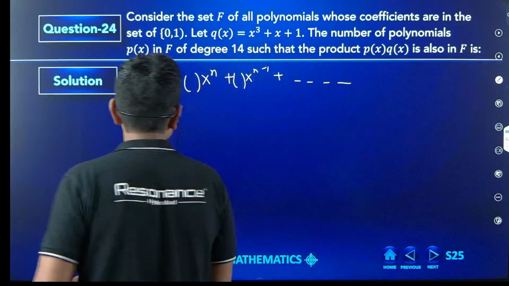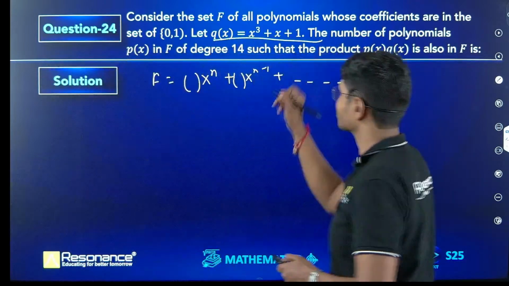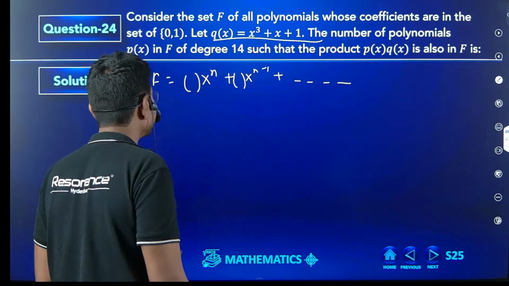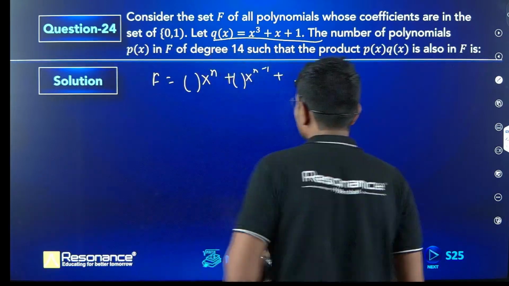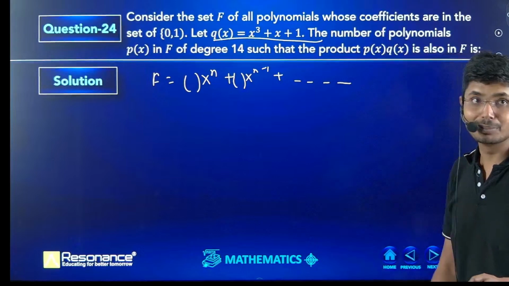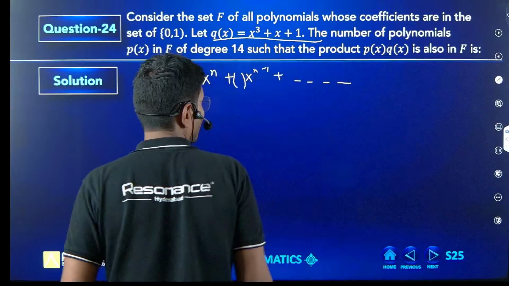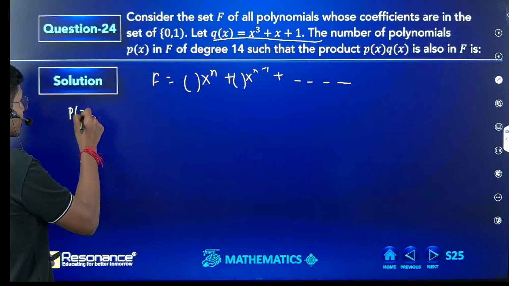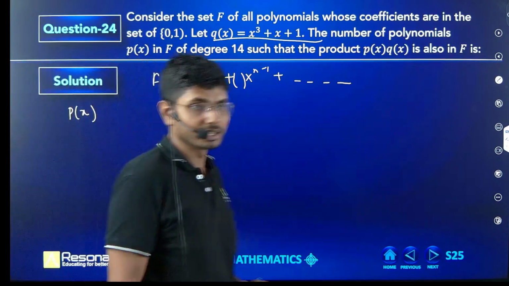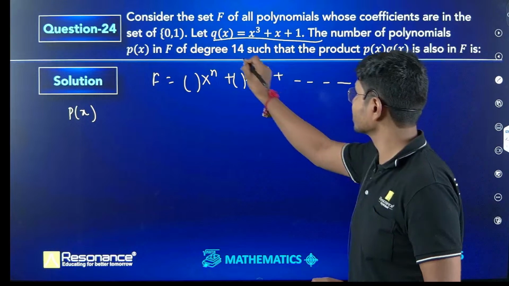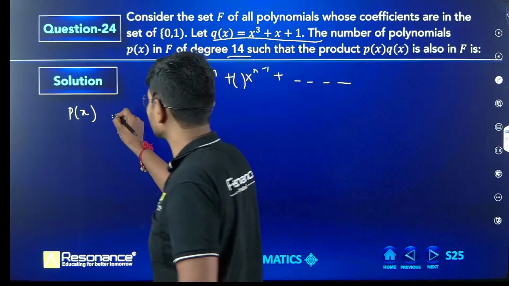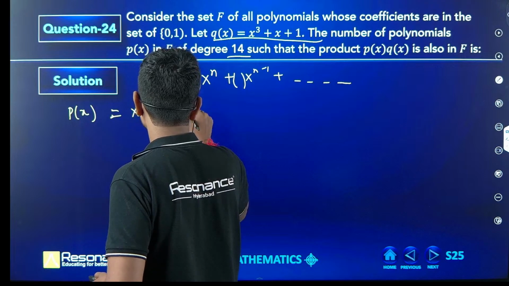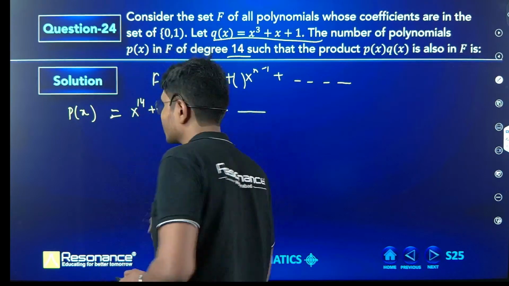Now what they are asking: let q(x) be x cube plus x plus 1. The number of polynomials p(x) in F of degree 14 such that the product p(x) into q(x) is also in F. It means we have to find p(x), but the degree of p(x) is 14. Suppose p(x) is x power 14 and so on.